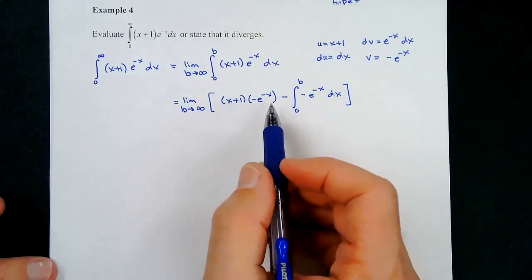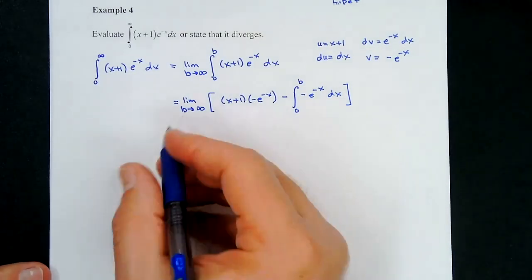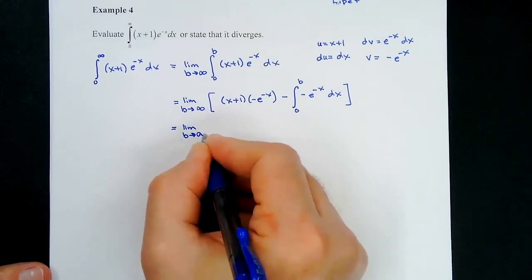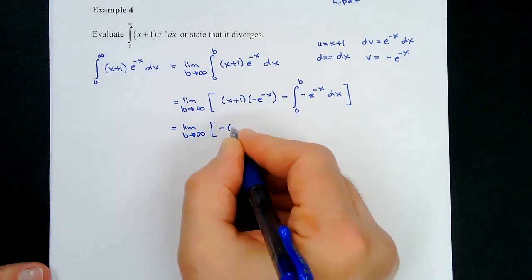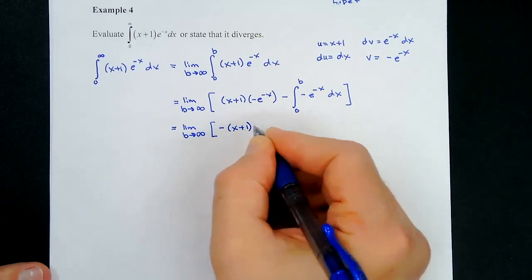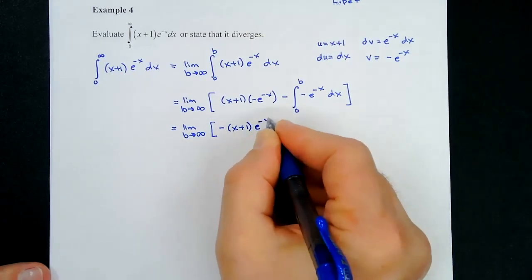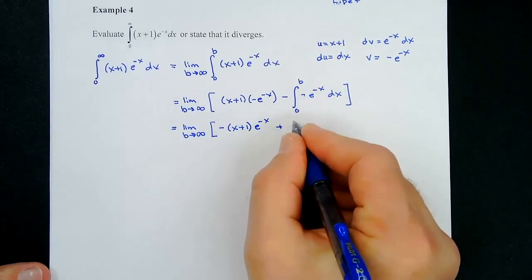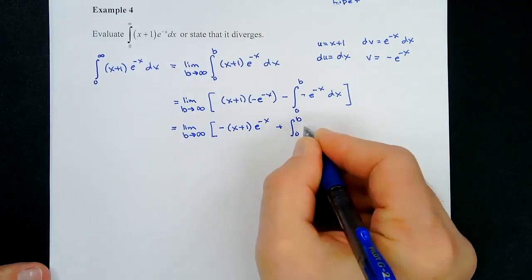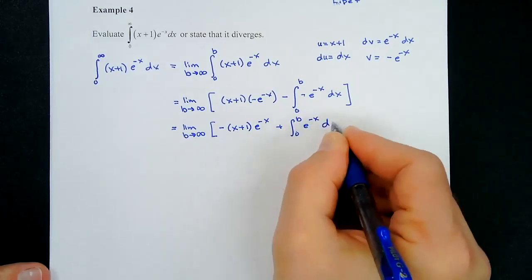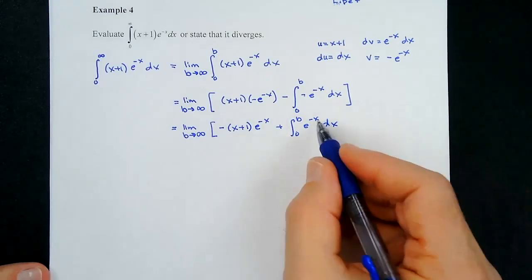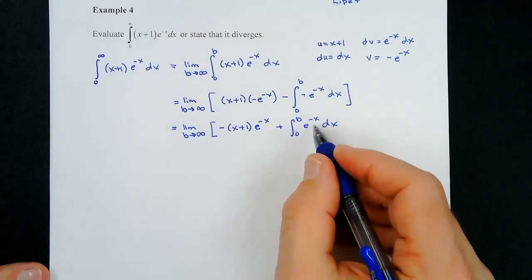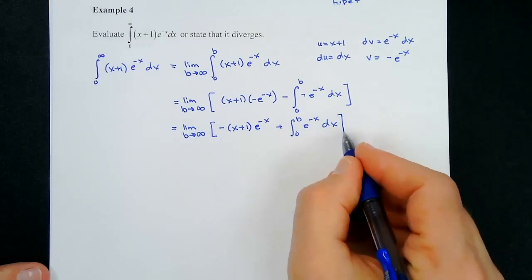Okay. So then what can we do next? Well, this negative can come out in front. So this is equivalent to the limit as b approaches infinity of negative, and then x plus 1 e to the negative x. This minus we can pull out of the integral, so it becomes plus the integral from 0 to b of e to the negative x dx. Okay, and we could do an integration by substitution right here, or you could just realize this is going to wind up being negative e to the negative x when you take the antiderivative of it.